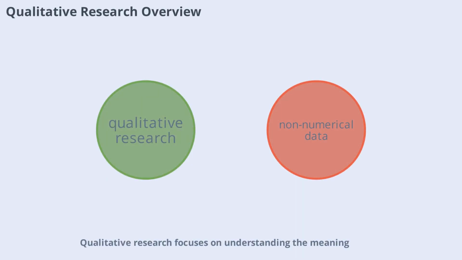Qualitative research focuses on understanding the meaning and complexity of human experiences in educational settings. Unlike quantitative methods, qualitative research collects non-numerical data, such as interviews, open-ended surveys, and observations. This approach is ideal for exploring how students and teachers perceive and interpret their experiences.